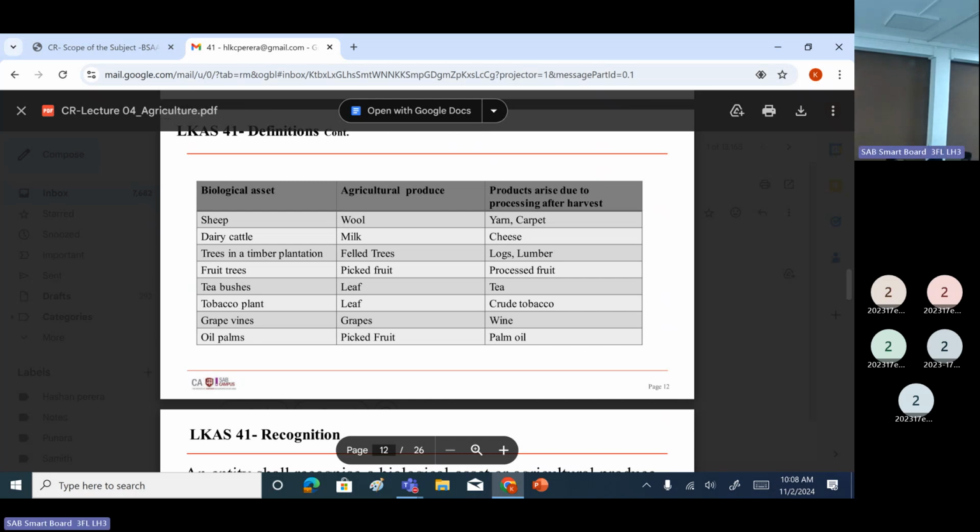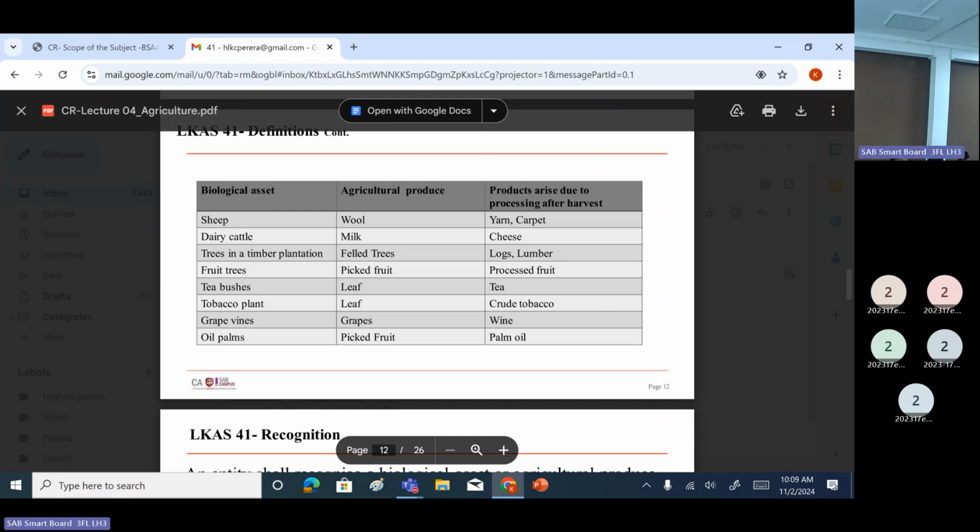Tobacco plant. Tobacco plant. If it is an illegal operation, as an accountant you need to consider that. Is it legally permissible to capitalize that as an asset? Legally permissible, yeah. The legal aspect. Any doubts?